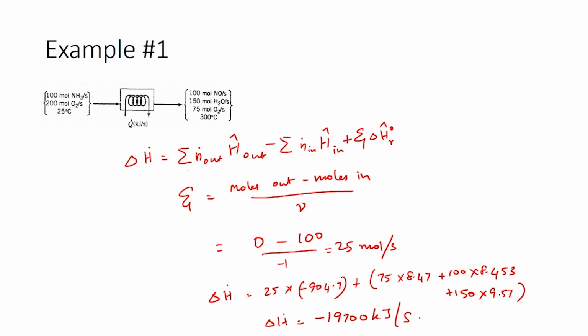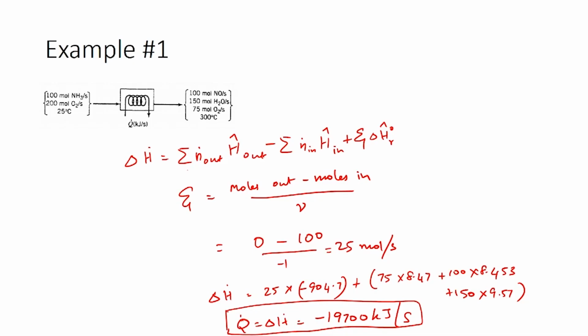As the energy balance equation was Q dot equals delta H dot, Q dot is also equal to the same value of minus 19,700 kilojoules per second. With this, we have solved a simple problem where you had a single reaction and you had also been given the value for the heat of reaction.